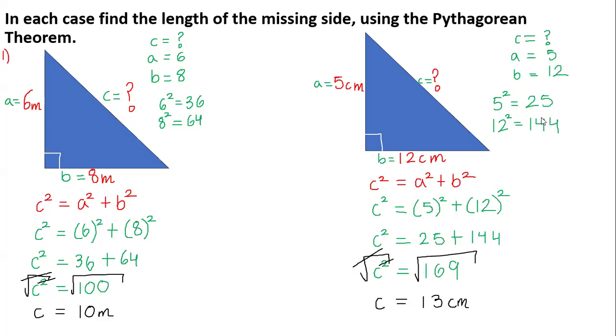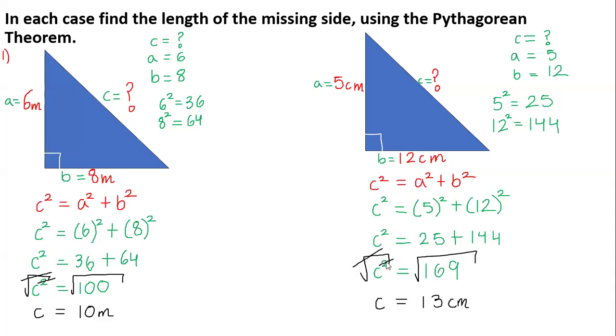Which is 144. Good. So now we say c squared is equal to 25 plus 144. What is 25 plus 144? That gives us what? 169. We did something like this before. 169, yes. We literally did this yesterday. Then we take the square root of both sides.